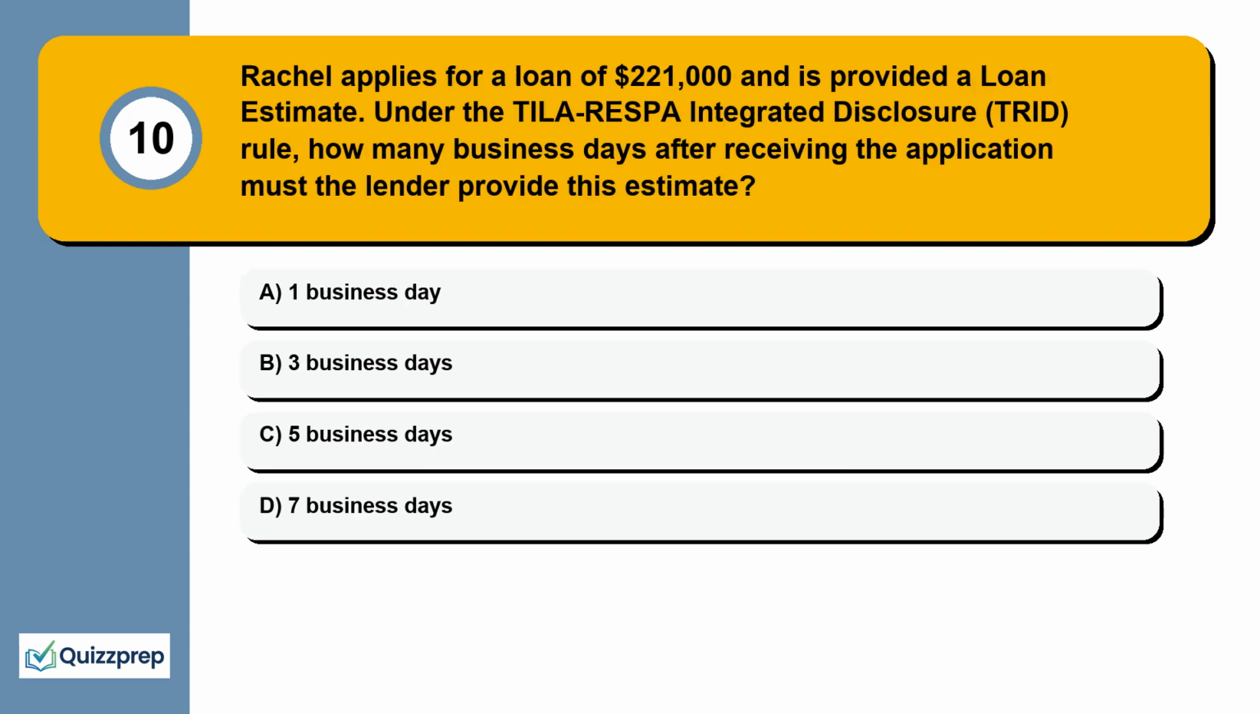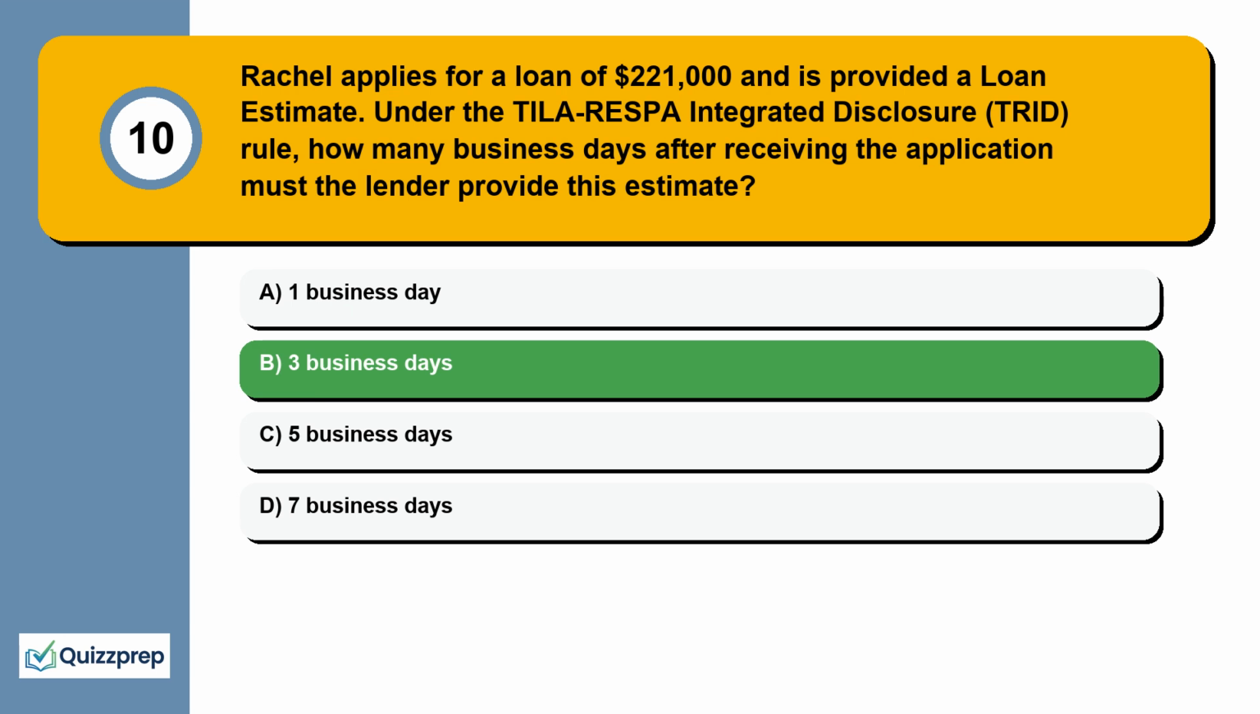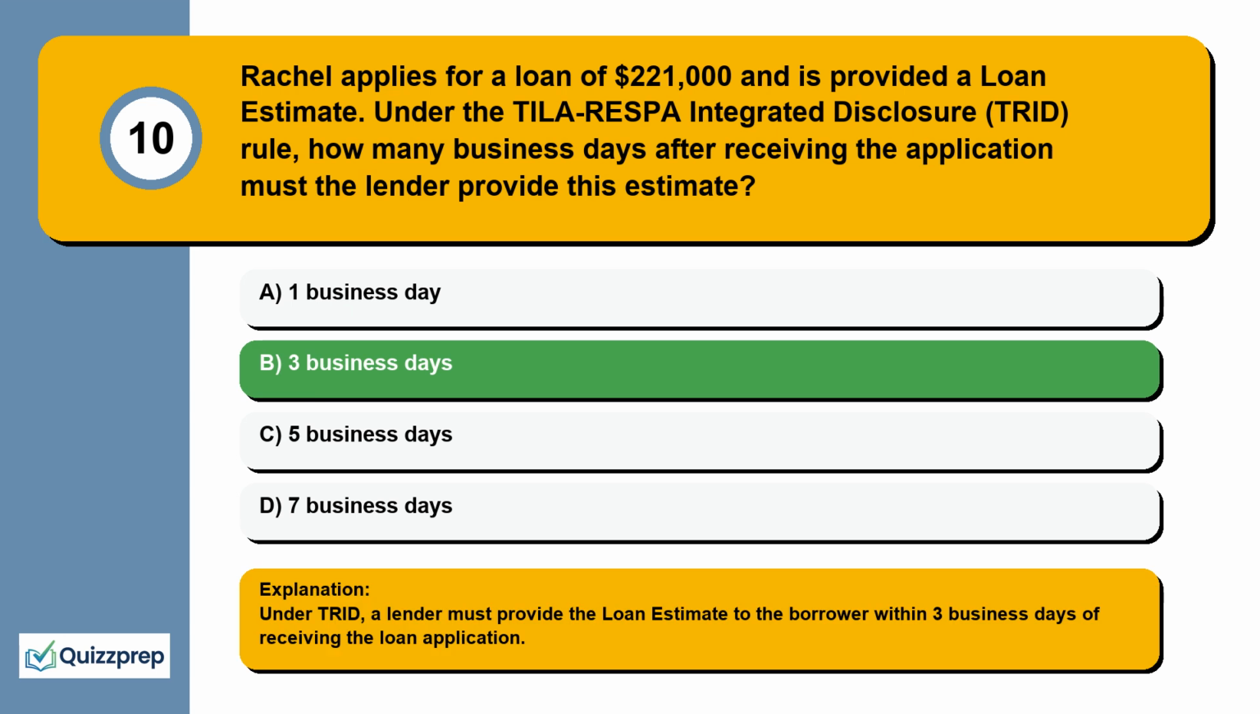Question 10. Rachel applies for a loan of $221,000 and is provided a loan estimate. Under the TILA-RESPA Integrated Disclosure (TRID) rule, how many business days after receiving the application must the lender provide this estimate? 1 business day, 3 business days, 5 business days, 7 business days. Under TRID, a lender must provide the loan estimate to the borrower within 3 business days of receiving the loan application.